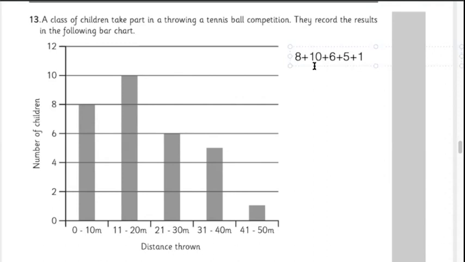Okay, so 8 plus 10 is 18. 18 plus 6 is 24. 24 plus 5 is 29. 29 plus 1 is 30. So the answer is 30 children. We should have 30 written down in our box like this. Okay, so if you've got 30, you can have the mark.